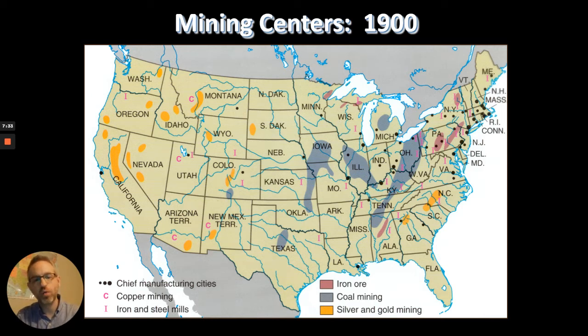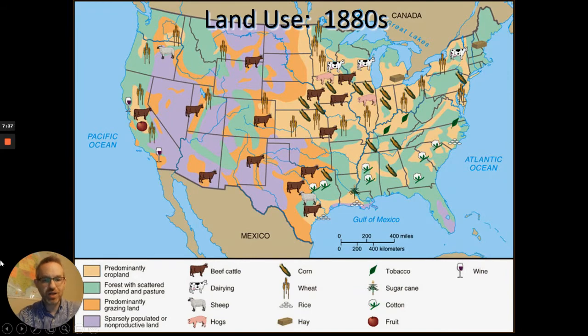Iron ore mining, coal mining, it's all over the place. But not just mining, we're also going to realize this is great land to grow stuff on. You can see all the things we're growing here. And yeah, sure, a lot of it out west is sparsely populated or non-productive land, as it says down here in the key. But I think it's also important to realize that we have a lot of really good land too.